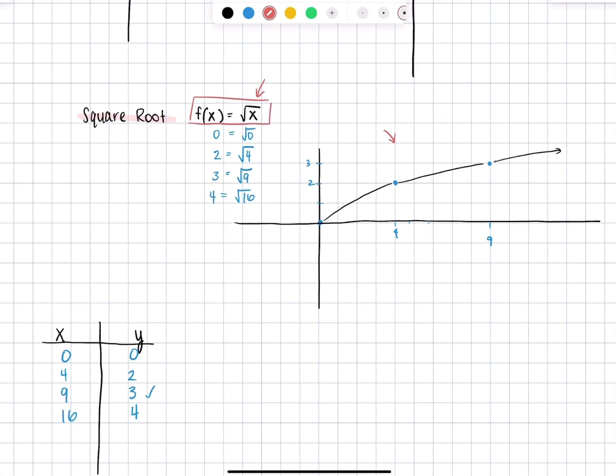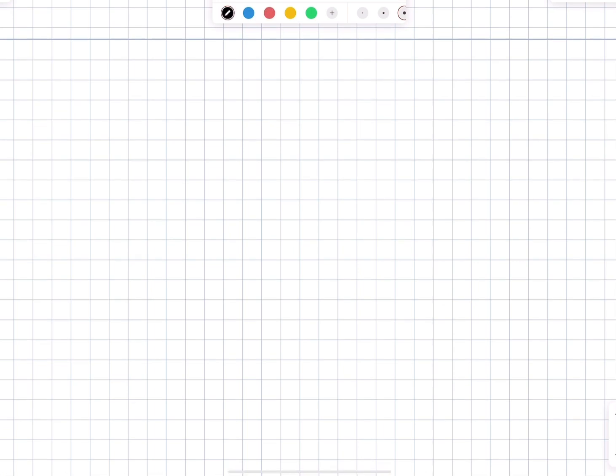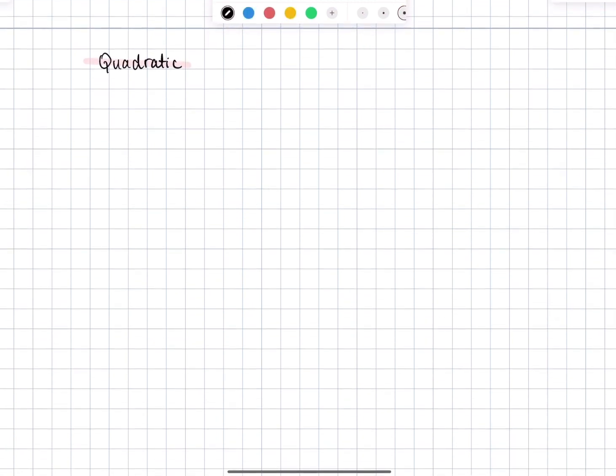Okay, let's move on to our third one, which is quadratic. So quadratic. And perfect. So the equation for this is f(x) equals x squared. So y equals x squared. So let's pick some numbers. So let's say I pick the number -3 for x, -2, -1, 0, 1, 2, 3. Making my table, so y.